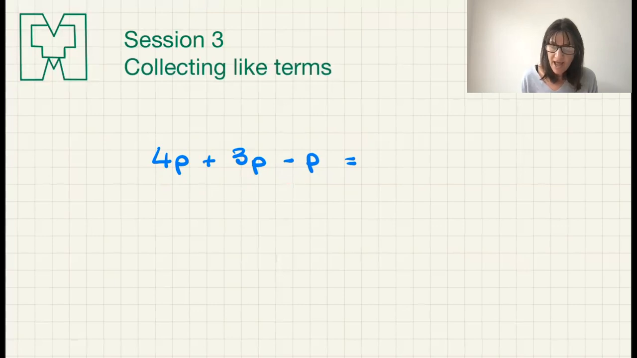This says take away a p. Now, this could have been confusing for some because there's no number in front. When there is no number in front, it means you have 1p. I can see 1p, I just don't actually put the 1 in. So 4p plus 3p is 7p. Take away a p leaves me 6p. So that tidies up to 6p.